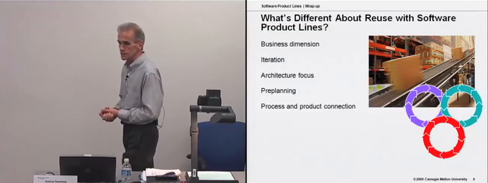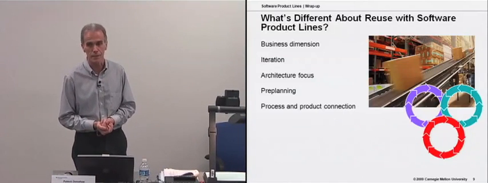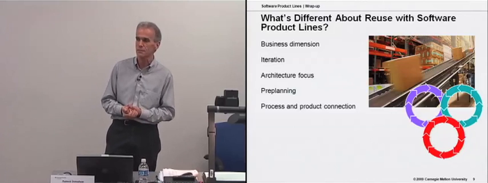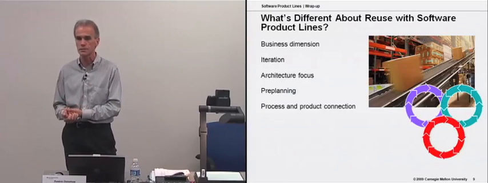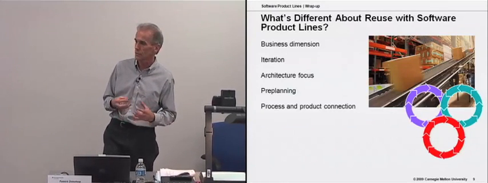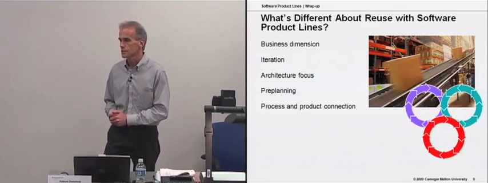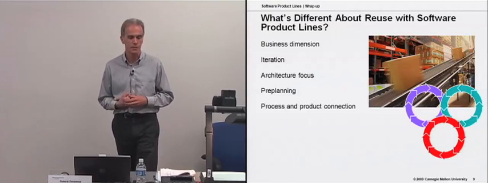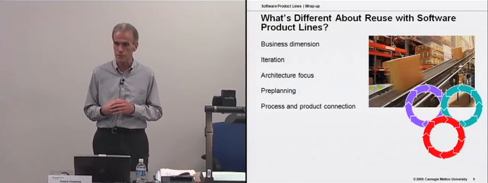Use iteration as a way to get started. Do not do this as a big bang approach. Think of it in terms of a risk reduction migration approach from your current situation. Become an architecture-centric organization if you are not already, before taking on the job of creating a software product line. So look to that architecture focus.